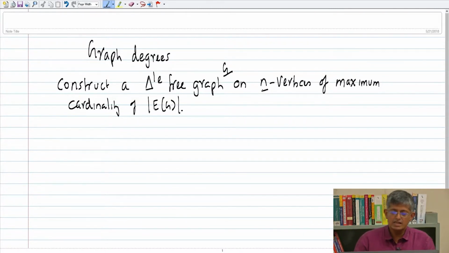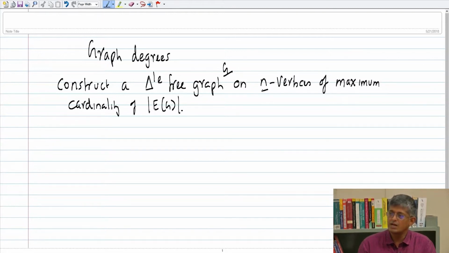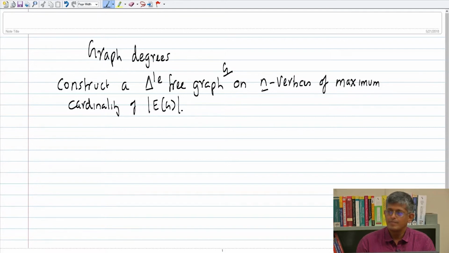And we saw that what is the maximum possible? Is it at least n square by 4, at most n square by 4? Is it exactly equal to n square by 4? No, but if you construct a graph which has n square by 4 edges, then should the maximum be at least n square by 4 or at most n square by 4? Okay, let me repeat the question, right?